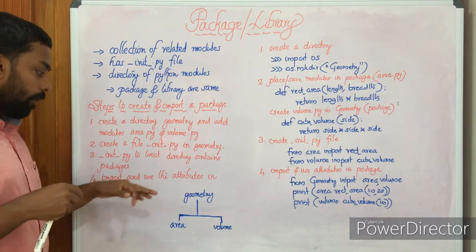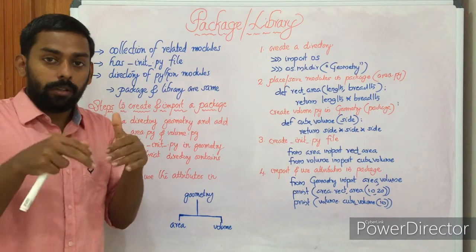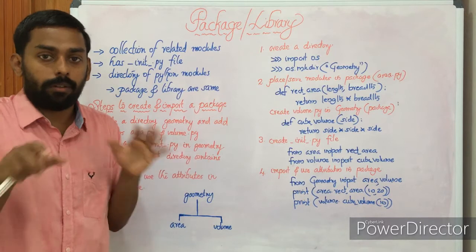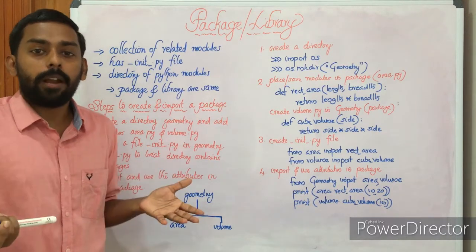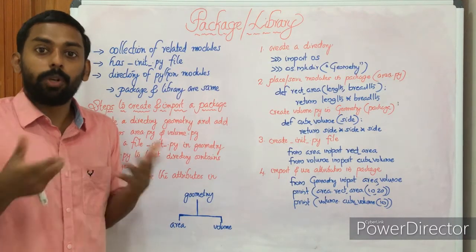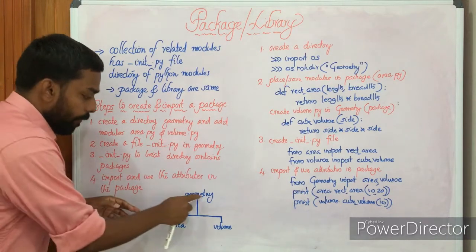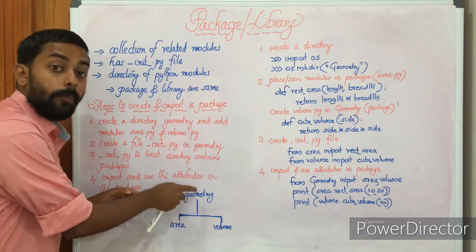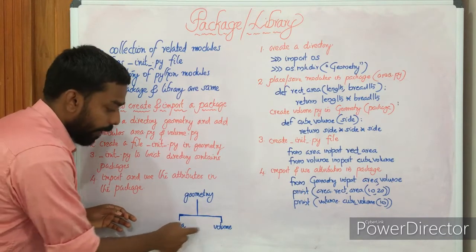Then the important user attributes in the package. After defining the init.py file, the definition of the package is over, and you can start importing and making use of all the attributes in the package. What are the attributes in the package? Modules, of course. So these are the steps. From this image you can see geometry is our package or library, and under this geometry we have two modules, area and volume.